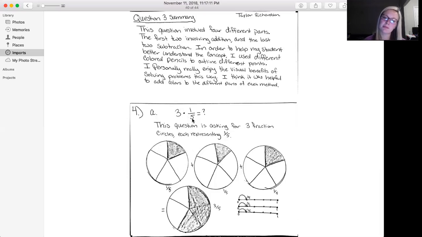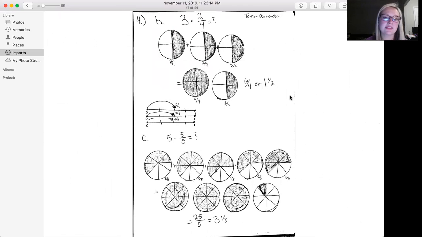And what this problem is asking us to do is make 3 fraction circles that each represent 1/5. And so we see here there's 1/5, and there's 1/5, and there's 1/5, and we're going to add those together, and that gives us 3/5, and that is all that problem is asking us to do. So 3 times 1/5 equals this 3/5 right here. And so the same goes for part B, 3 times 2/4. You can see this 2/4 plus 2/4 plus 2/4, and that's going to give us 1 whole, 4/4, and then another 2/4. So this equals 6/4 or 1 1/2.